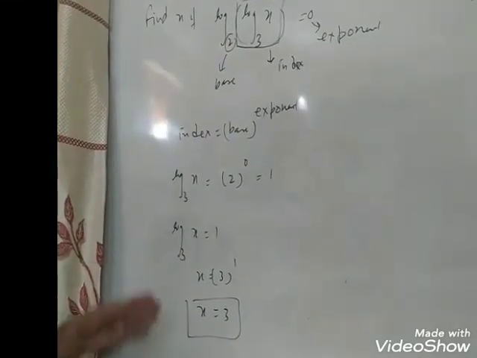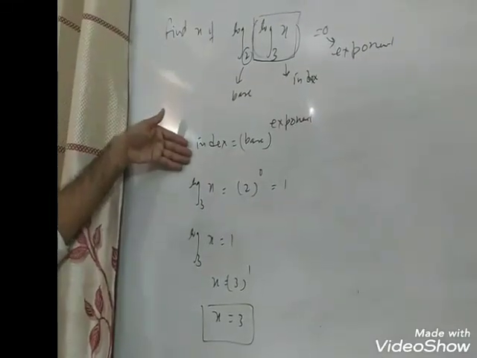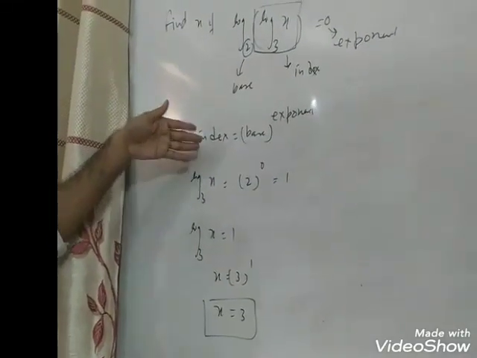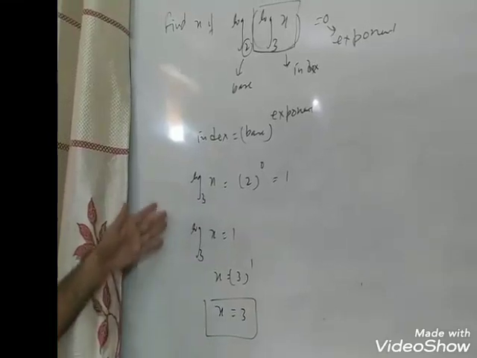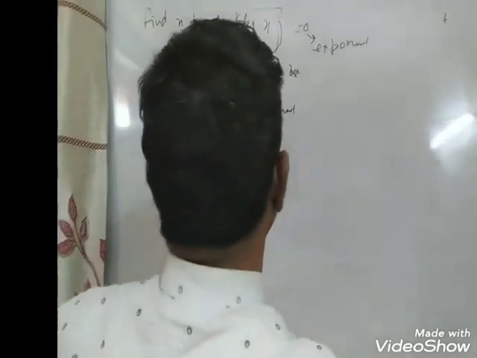Now you can understand how the logarithm moves, how we can break it into the exponential form, index equals base to the power exponent, so that we can find out the value of x. Now we are moving to the next question.